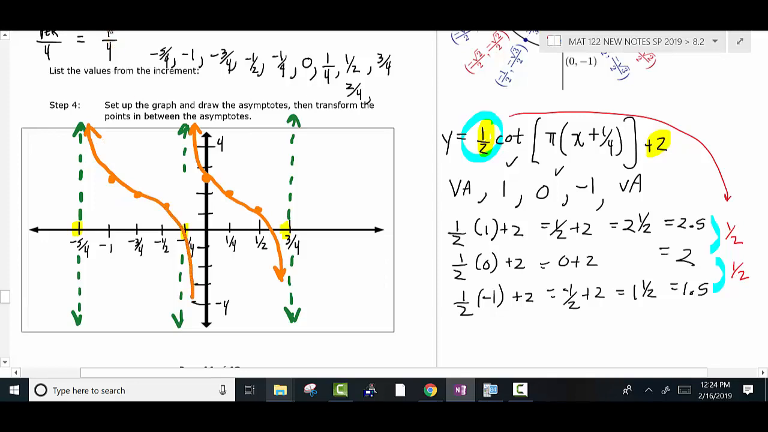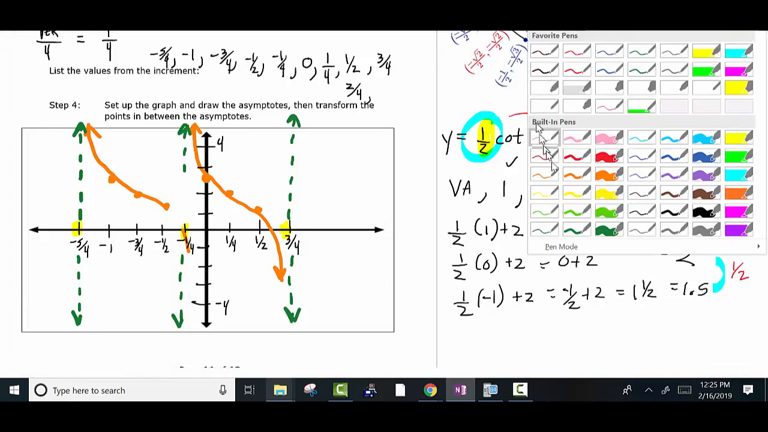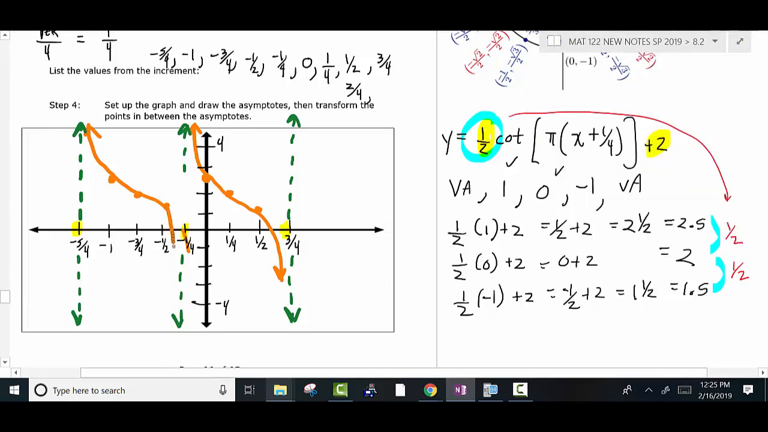That is a terrible graph. I went too far. It's got to go before the asymptote here. Okay, so it's like this. It should never cross the asymptote. It just approaches it. So that's what your graph would look like.